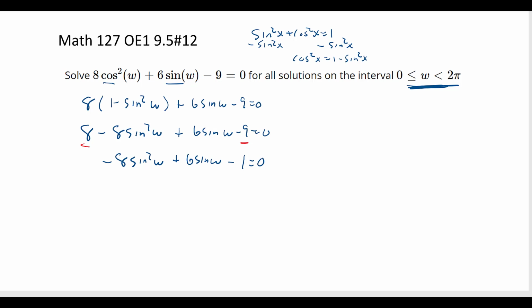By the way, I realize someone's probably out there banging their head against a computer calling that an omega. It could be a lowercase omega or a w. It really doesn't matter. It is a variable. What I like to do here is to divide everything by negative 1, and I'd end up with 8 sine squared w minus 6 sine w plus 1 equals 0.